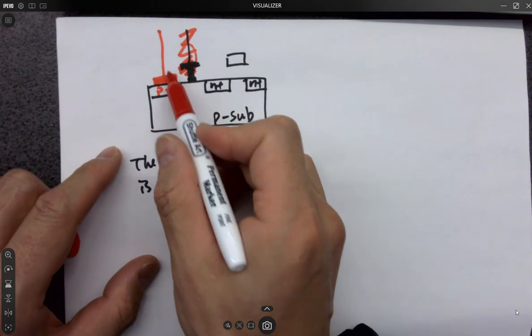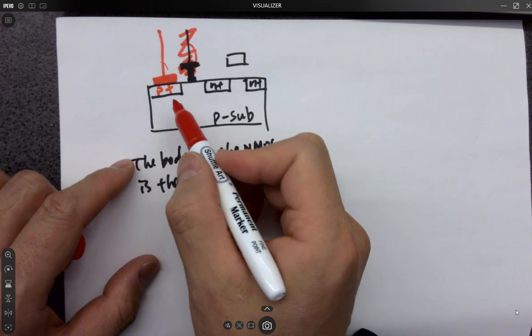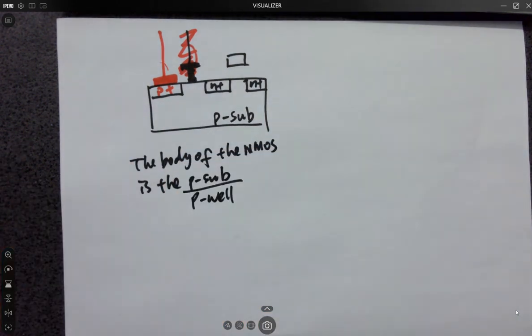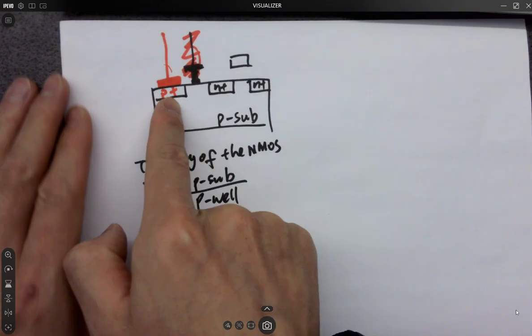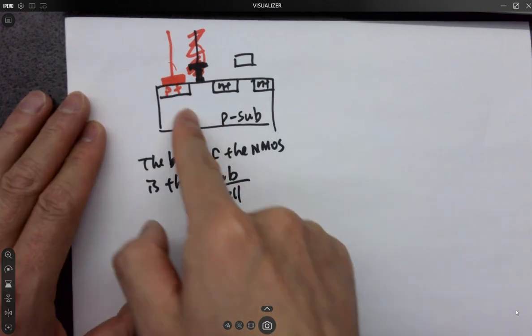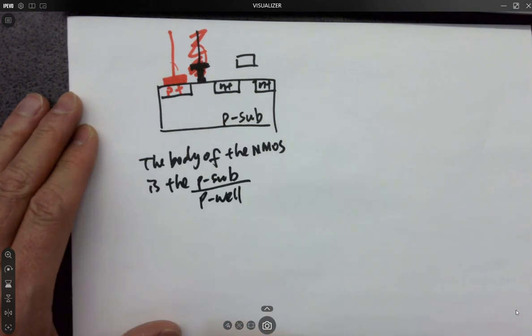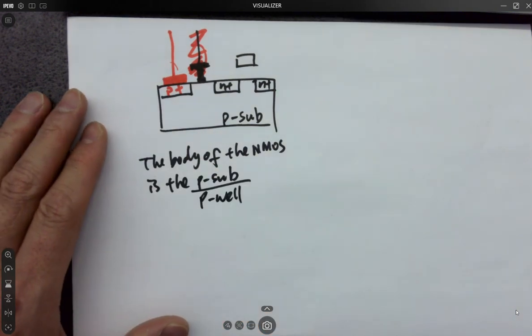And where do we short our P plus, or P sub, or P well? These are just so many different names. P plus, P sub, P well, it's the same thing, okay? So where do we short this P plus to? There are different names, but it's the same voltage node. So P plus is shorted to where?